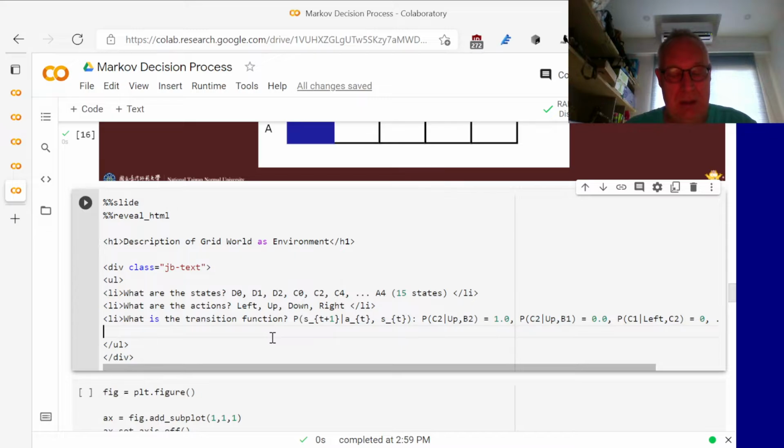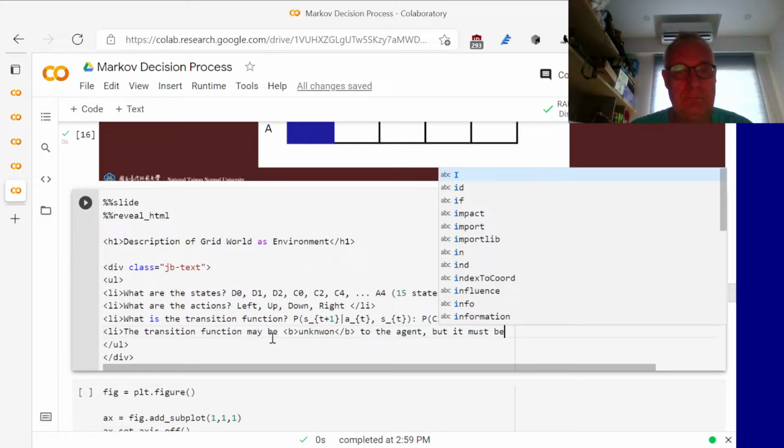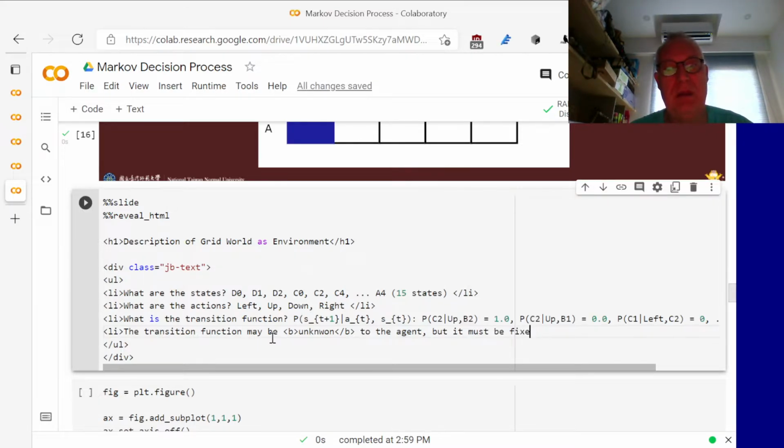Now, one important feature of reinforcement learning is that the transition function may be unknown to the agent. But it must be static. It must be, yeah.